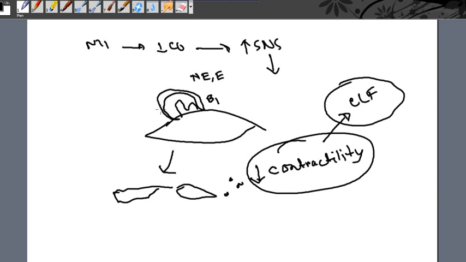If beta blocker is given after myocardial infarction, there is sympathetic drive from the brain, but the brain cannot stimulate this beta 1 receptor and cannot cause serious sequelae like cardiac remodeling. So beta blocker prevents cardiac remodeling after myocardial infarction, so we can say that beta blocker provides survival benefit to the patient.